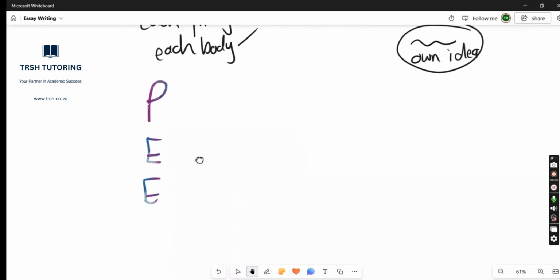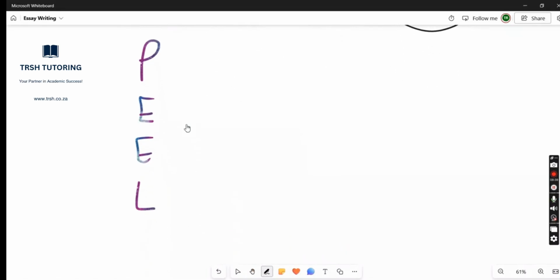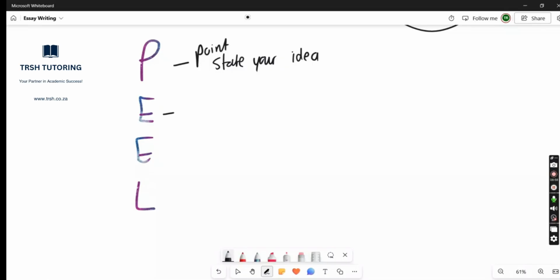So always make sure that you use the PEEL method. The PEEL method where P is your point, okay? So the point. State your idea. So for example, sports improve physical health. Then evidence. Evidence provides support. Our next E is explain. Okay, so by explain why, just explain what it is that you're talking about, the point that you're talking about.